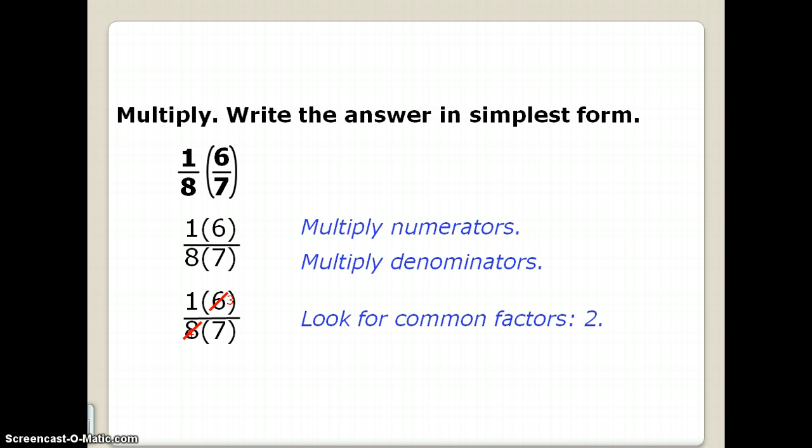We can divide both of those values by 2 to reduce them. 6 divided by 2 is 3. 8 divided by 2 is 4. Now it's 1 times 3 and 4 times 7, giving us 3/28, which is already in simplest form.